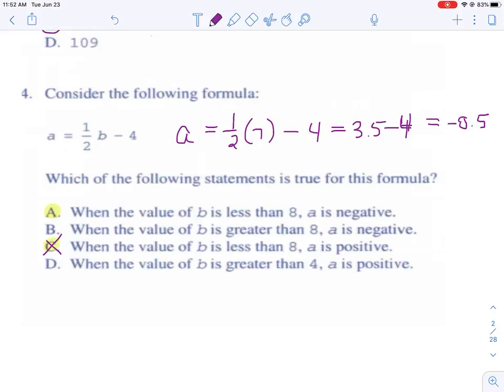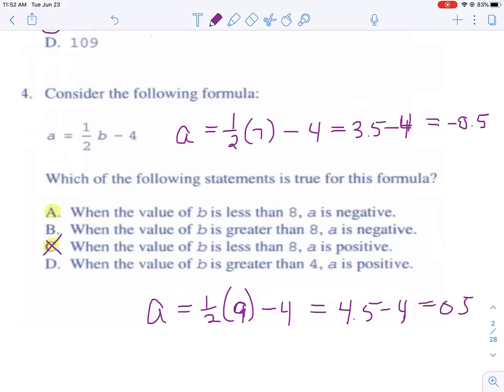But now let's do it again. Okay? Let's say that B is greater than 8. So let's pick 9. So if B is 9, A is going to be 1/2 of 9 minus 4. Well, 1/2 times 9 is 9/2, or 4.5. Minus 4, it's a positive 0.5, so that one's wrong.